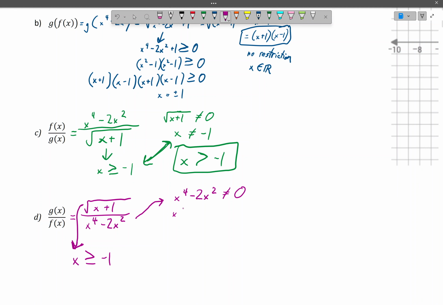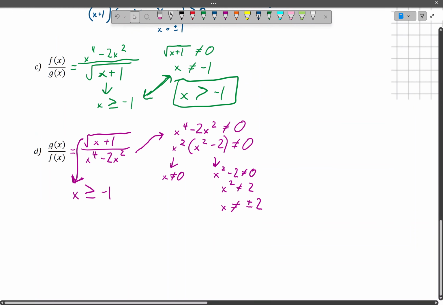Well, if we factor this a little bit, we can get it to look like this. So this part here tells us that x cannot equal 0. And this part here, unfortunately, is a little bit more annoying, but x squared minus 2 cannot equal 0. So if we rearrange that, x squared cannot equal 2. And so when we square root it, x cannot equal positive or negative square root of 2. Okay, so we have these three different restrictions.